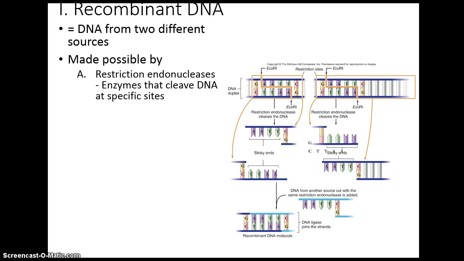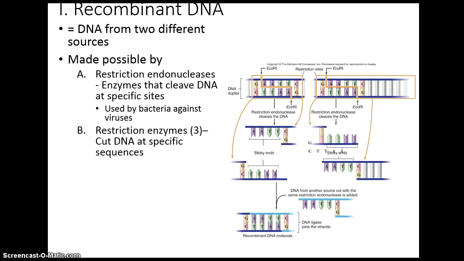Recombinant DNA is DNA from two different sources found within the same organism. The reason we are able to do that is because of enzymes we've discovered called restriction enzymes, also called restriction endonucleases. What they do is find specific sequences of DNA and cut those sequences. We originally discovered these because bacteria use them to cut apart the DNA of viruses, making the viruses unable to infect them.